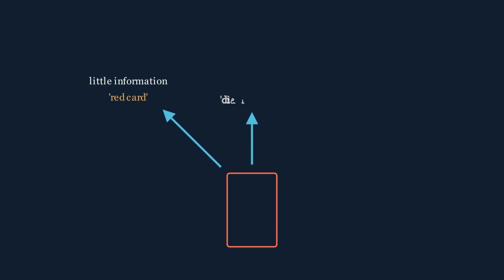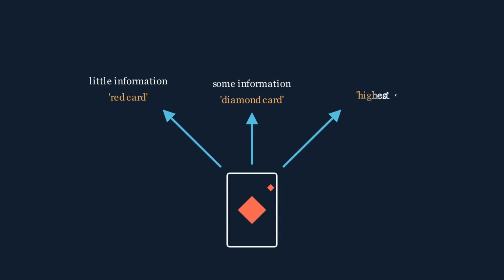Then they tell you it is a diamond card, and you get more information. Then they tell you it is the highest value card. Assuming you assign the highest value to an ace, you have all the information you need to know which card it is. Notice, as you accumulate information about the hidden card, there is a decrease in how common or how probable that piece of information is.